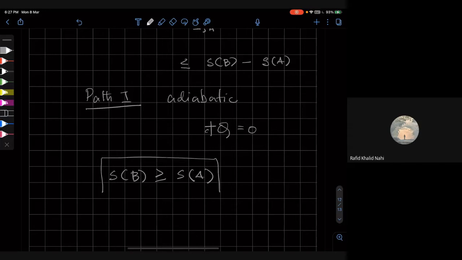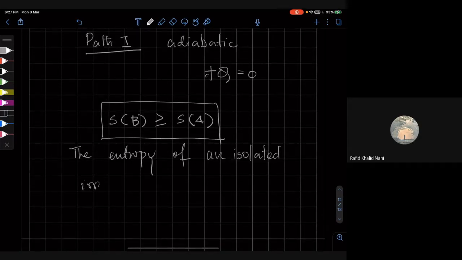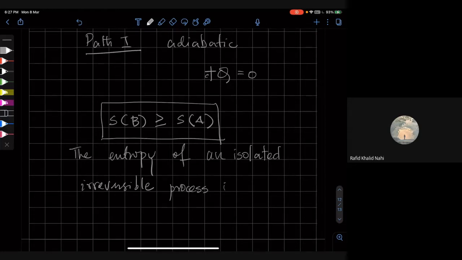Okay. So what does this mean? This means that the entropy of an isolated irreversible system or process, let's call it a process because otherwise it's a bit confusing, never decreases, okay?